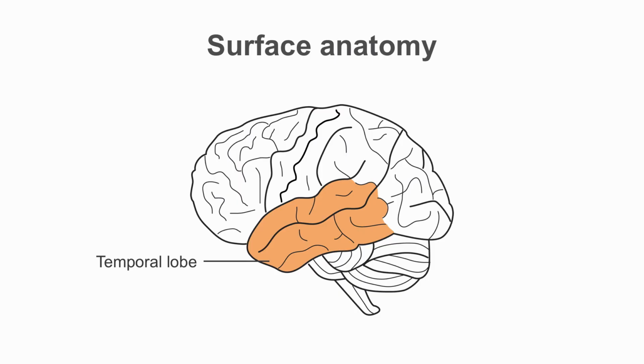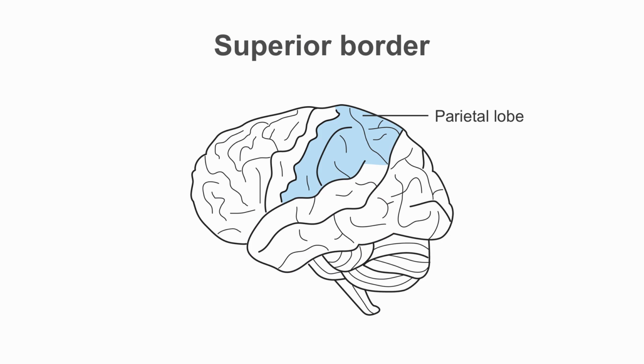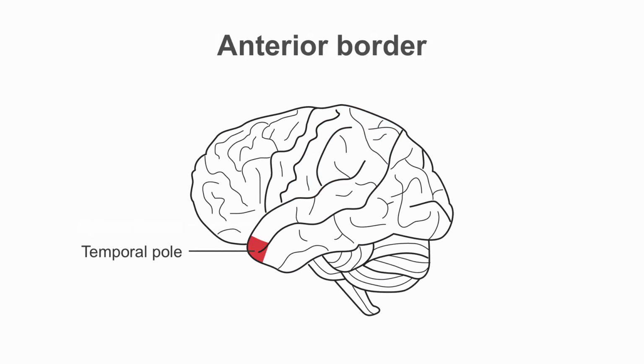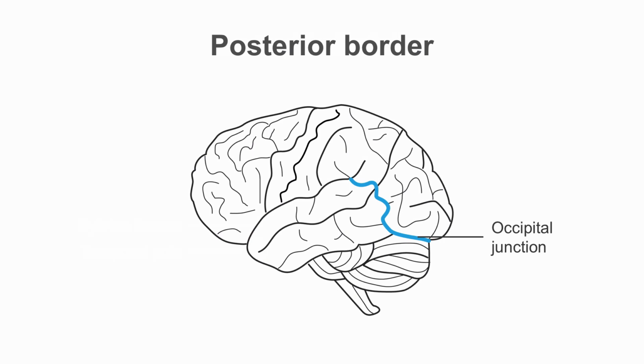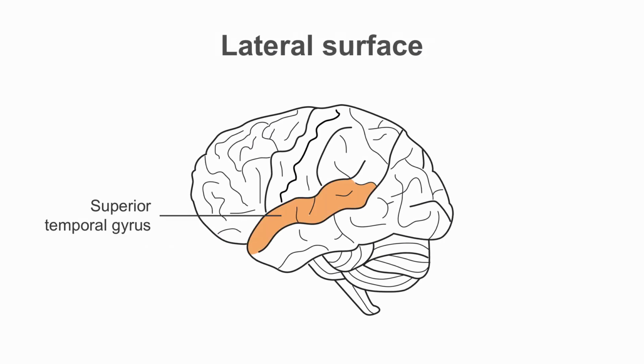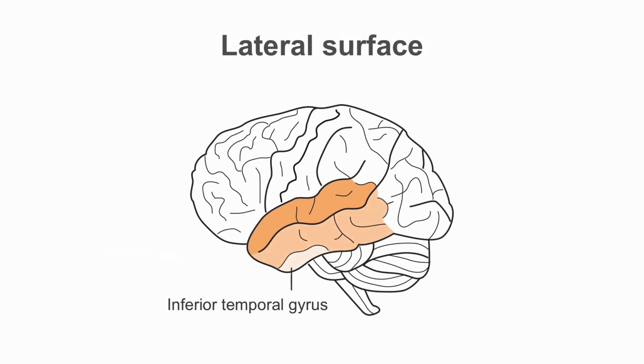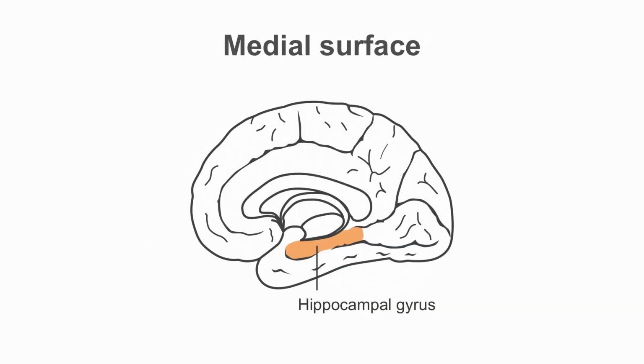The temporal lobe is bounded by the parietal lobe above it, as well as the Sylvian fissure laterally, the temporal pole anteriorly, and the occipital junction posteriorly. Below the Sylvian fissure is the superior temporal gyrus, and below that, the middle temporal gyrus, and finally, the inferior temporal gyrus. On the medial surface, you will find the hippocampal gyrus and the fusiform gyrus. Centrally, the structures comprising the limbic lobe are also seen.